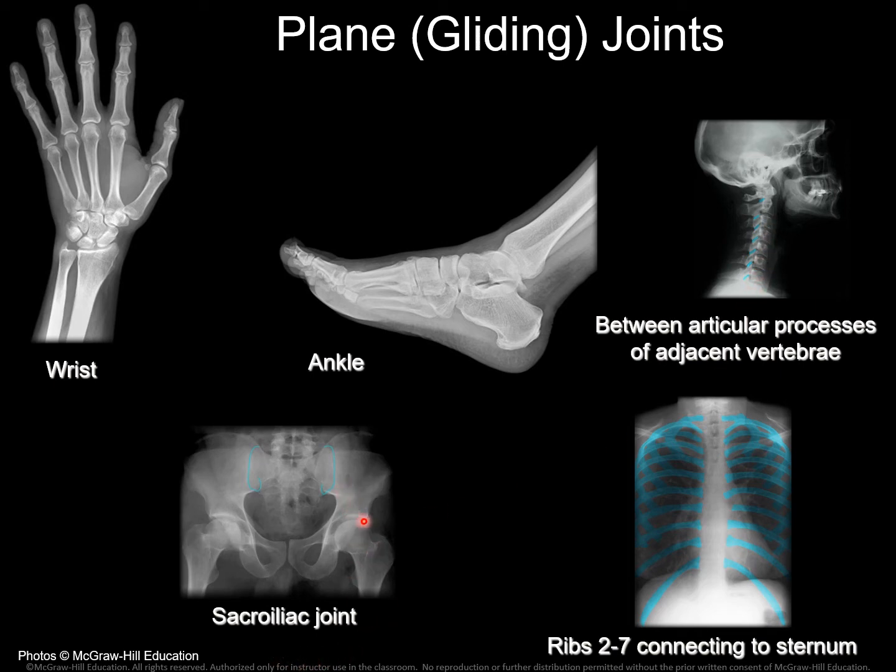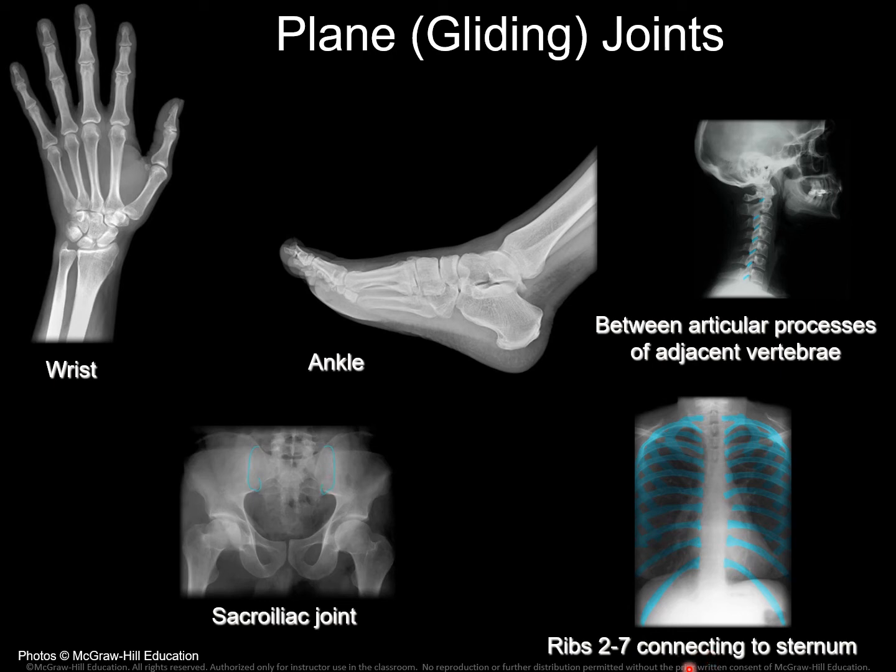Sacroiliac joint. So the sacrum back here does join up posteriorly with the ilium. And so back there we actually have a plane joint. And yeah, that's synovial, so we are able to move that area.